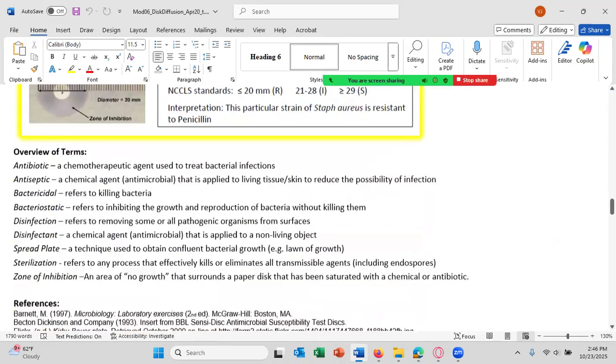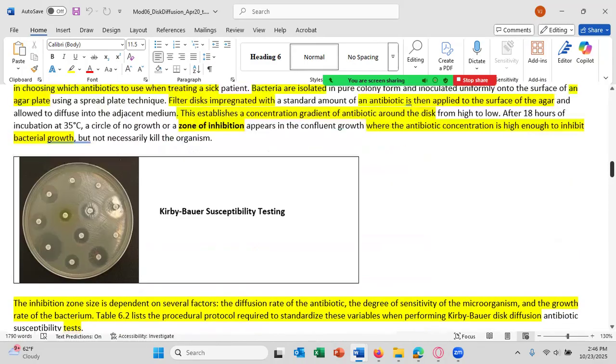Oops, sorry. Trying to get to the picture here. There we go. Let me blow that up a little.